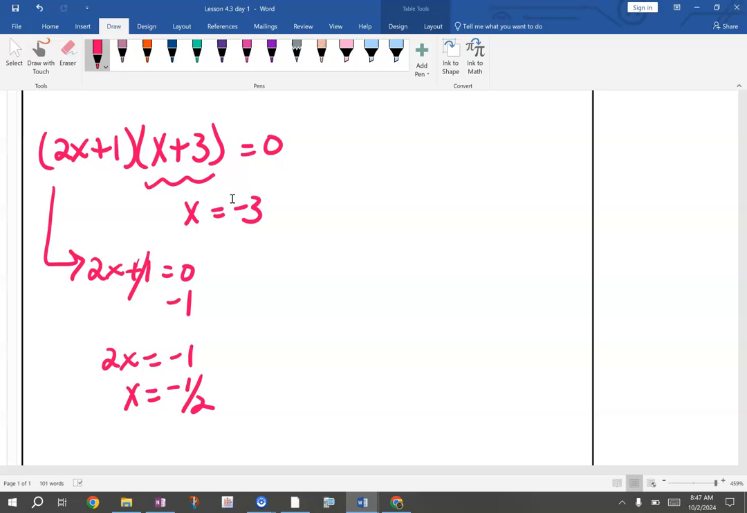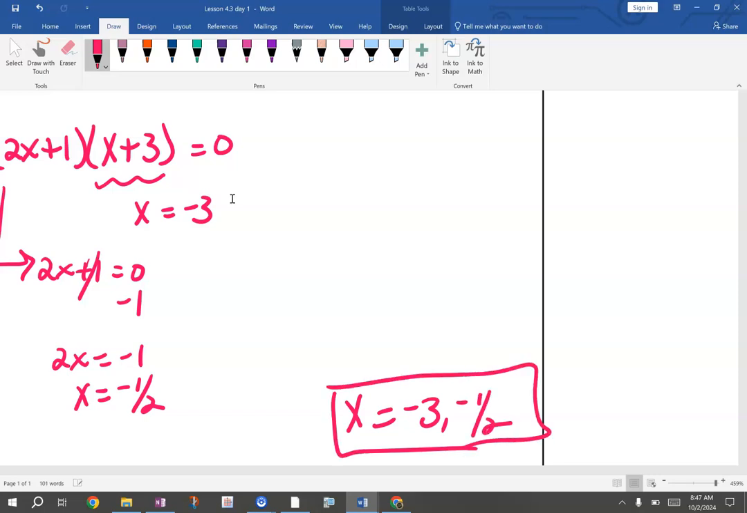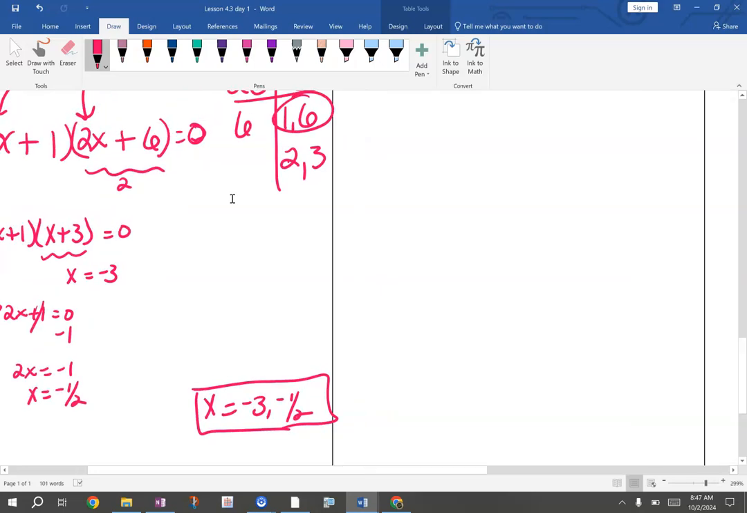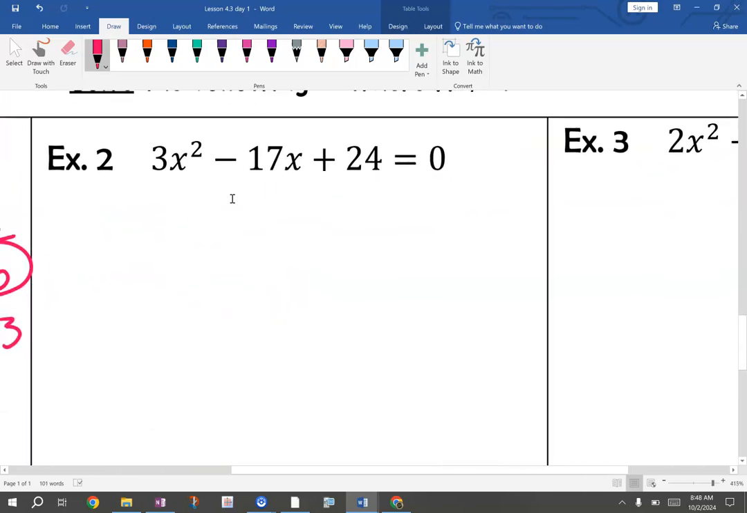So you can do that if you want to, but if that's confusing and you don't want to do it that way, you can always just solve it like we did. All right, final answer. X equals -3 and -1/2. All right, let's try another one. It's already equal to 0, so we can go right into the ACB chart.